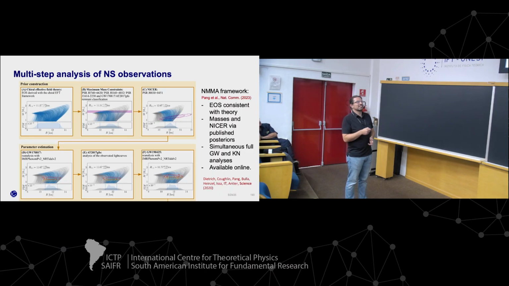Yeah, this is just everything together that you have seen before. So we go from this large uncertainty using only theory, folding in all these observations, and we get this smaller uncertainty that I just mentioned before. Okay.